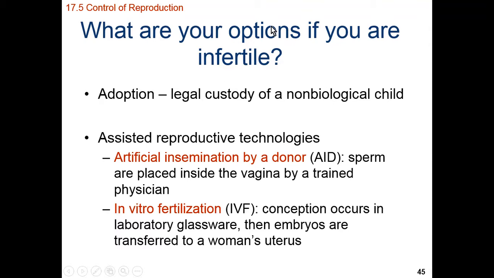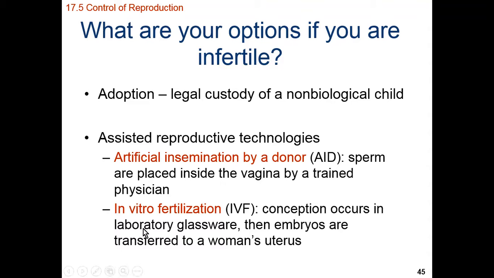So if somebody's infertile, what options do they have? Well, there's adoption. You could adopt somebody else's baby. That's the classic one that's been done for thousands of years. There are some new methods, though, that have been developed in recent years. We could have artificial insemination by a donor. This is when you take sperm from somebody else and insert it in your vagina when you are ovulating. This can be done by a trained physician. Sometimes there are some mail order kits that are kind of sketchy, but I've heard some stories about women doing that.